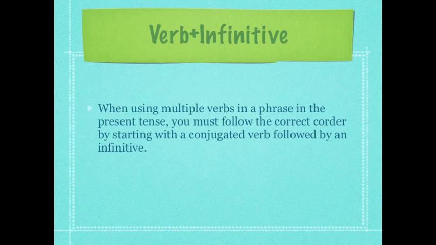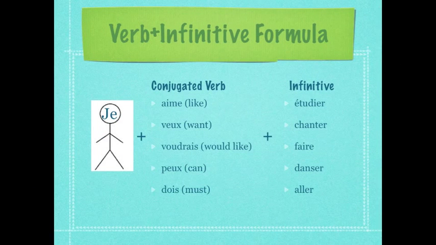When using multiple verbs in a phrase in the present tense, you must follow the correct order by starting with a conjugated verb followed by an infinitive. This is the formula you would use to form verb plus infinitive sentences.